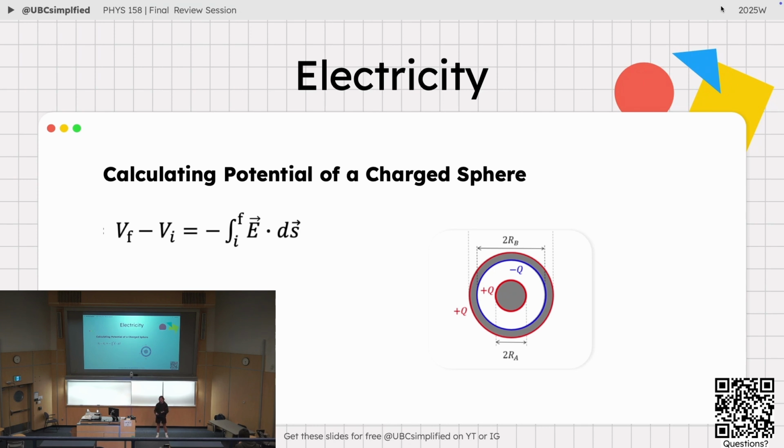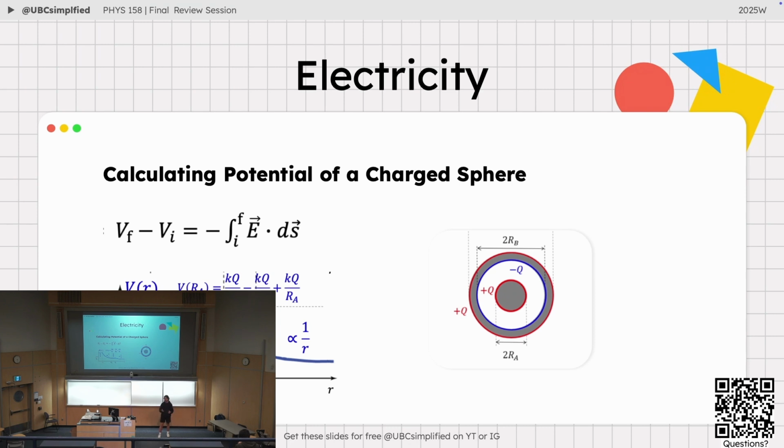Then we do that again, taking the potential we found at the surface of the shell as our new final voltage, and setting our initial potential as the potential at the center of the sphere, using the field inside of the sphere. Does that make sense? So, this is a graph.